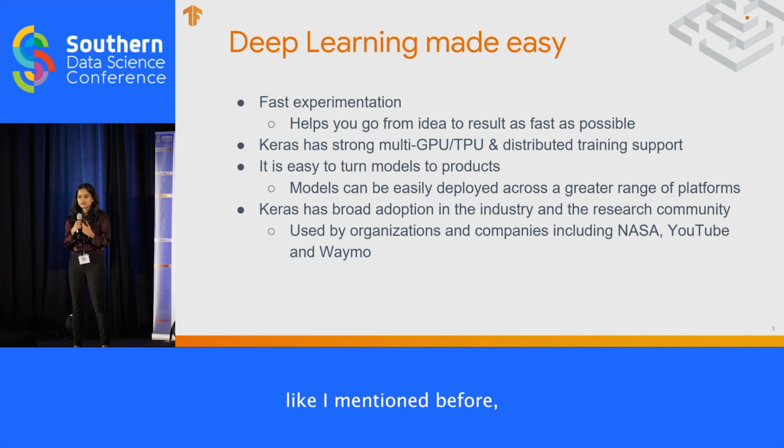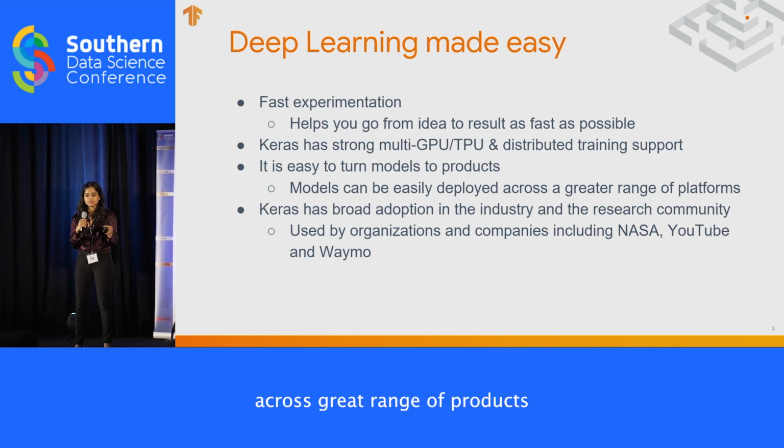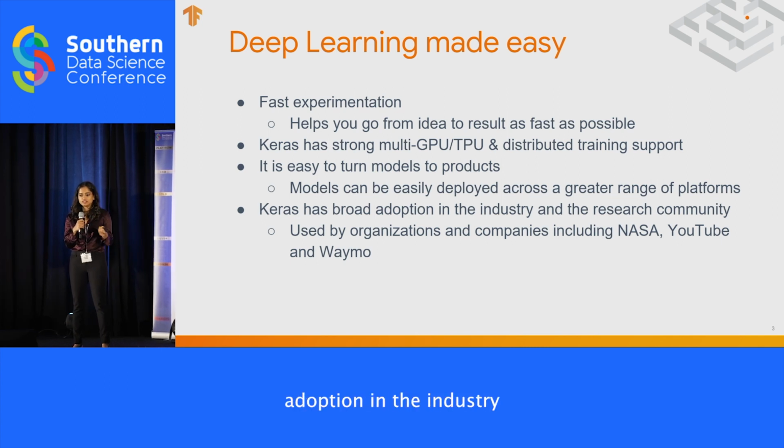Also, Keras, like I mentioned before, enables users to get from idea to result as fast as possible. Keras is scalable, so using the TensorFlow distributed strategy API, which is supported natively by Keras, you can easily run your models on large GPU clusters or TPU pods, thousands of devices. So it is easy to turn models to products. Models can easily be deployed across a great range of products, like your browser, server, Android, Raspberry Pi, your TPU, et cetera. So Keras has broad adoption in the industry and research community. To name a few organizations and companies using Keras to develop their algorithms are NASA, YouTube, Waymo, et cetera.